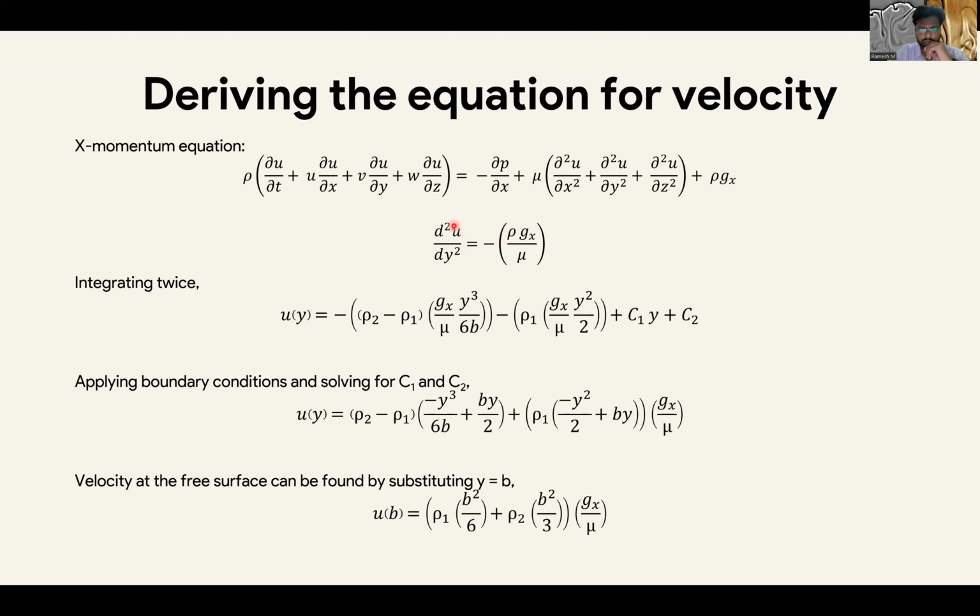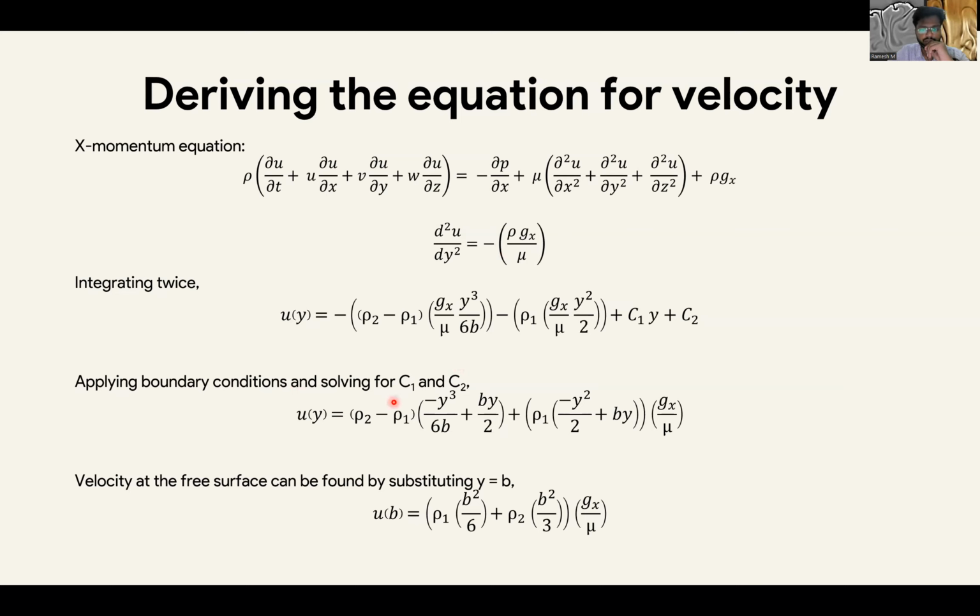we will get this. So u, the velocity, is a function of the y direction, and we get this rho gx by mu. Mu is the dynamic viscosity, gx is the acceleration due to gravity, and rho is the density. Based on the equation we got for rho in the previous slide, we substitute for rho and integrate it twice. So we get this equation with two integral constants, c1 and c2.